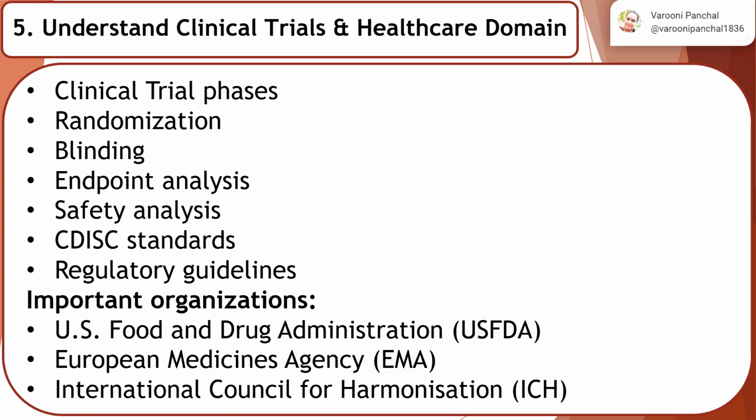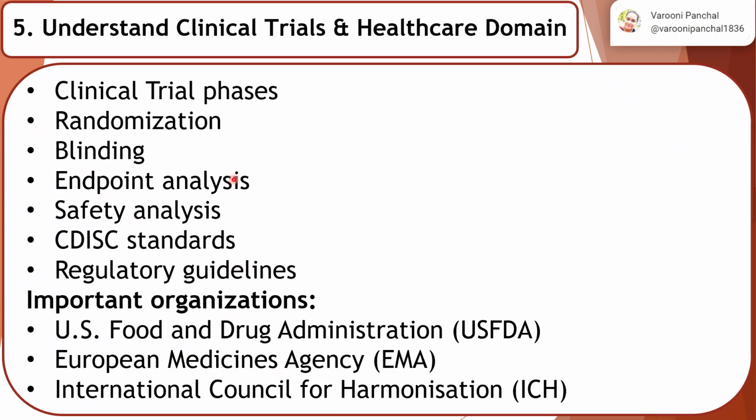Number five is understand clinical trials and healthcare domain. Now, what is clinical trial? What are the different types of phases in clinical trial? Why these phases are essential? And what are the requirements and why it is done? So, what is randomization? Then blinding. What are the different types of blinding? So, single blinding, double blinding, then open phase study. So all these blinding types you need to understand.